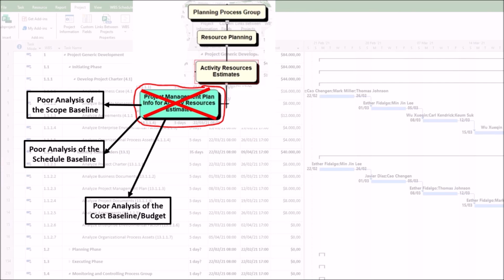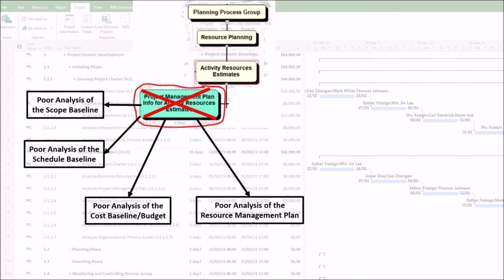3. Poor analysis of the cost baseline budget. The problem here is that the estimates are financially unviable. And this manifests itself in the following ways. First, this is a classic cart before the horse scenario. The team estimates needing 10 specialists at $200 per hour, only to discover the total cost far exceeds the project's budget. Second, this forces a painful and wasteful re-estimation process, undermines stakeholder confidence, and often leads to pressure to use under-skilled, cheaper resources, which jeopardizes quality and increases risk.